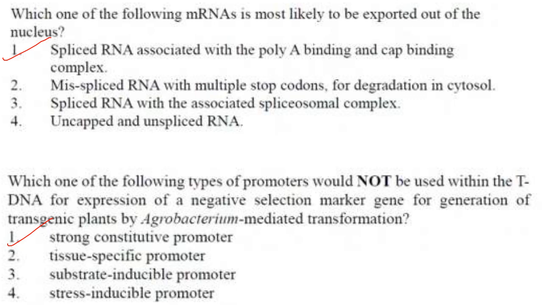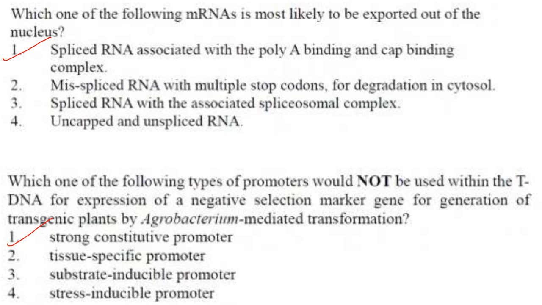Then next one. Which one of the following mRNAs is most likely to be exported out of the nucleus? Spliced RNA associated with poly A binding and cap binding complex, that itself is the answer. Misspliced RNA, that was not possible. It will not be exported out. Spliced RNA associated with spliceosomal complex, no. Uncapped and unspliced RNA, that also will not be exported out of the nucleus. So the answer here is option 1.